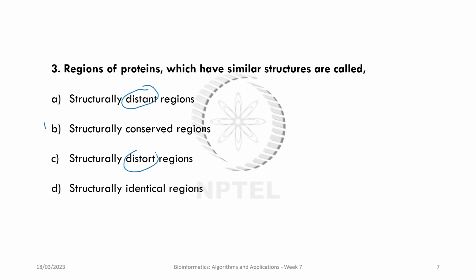Distant and distort seem off, right? In having similar structures, it's not going to be distant and definitely not distort. So the options that you should consider are conserved and identical. Bala has voted for identical. Anybody else?